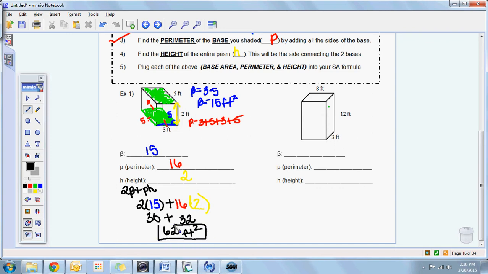Got it? Okay, so I'd like you guys to try example number 2 here, and I'm going to give you a hint. I would like you to use this shape right here as your base. Okay, so shade this in. Try to find the surface area of this shape, or get as far as you can, and check your answer when you're done, okay?